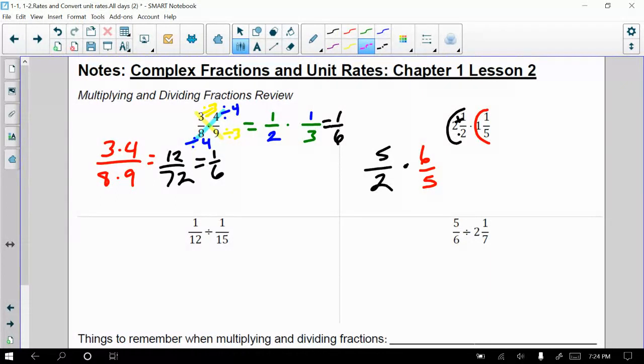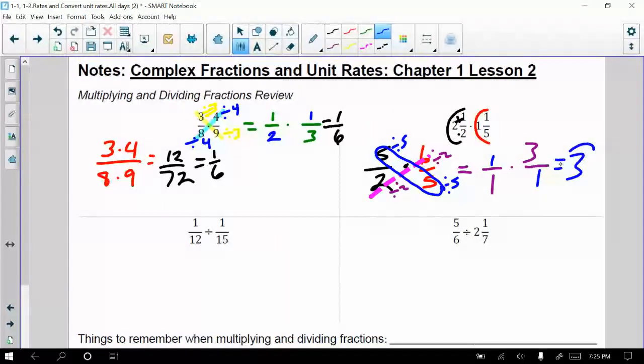So then what I want to do is look across. Can 2 and 6 have something in common? Yes, they can both be divided by 2. So if I divide both by 2, that means I really now have 3 over, and 2 divided by 2 is 1. Then we can look, what about 5 and 5? That's the same number, so we can divide both by 5, and they both become a 1. So 3 times 1 is 3, 1 times 1 is 1, so 3 is our answer.